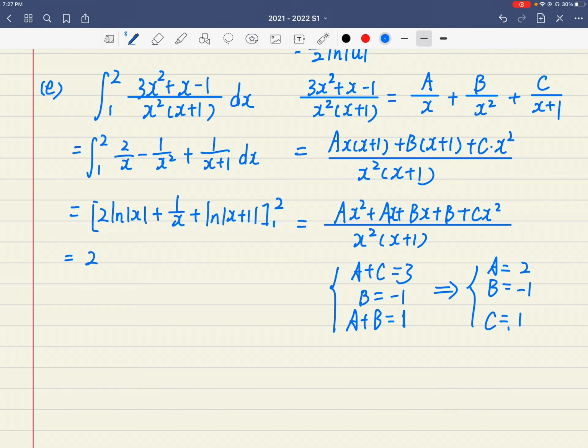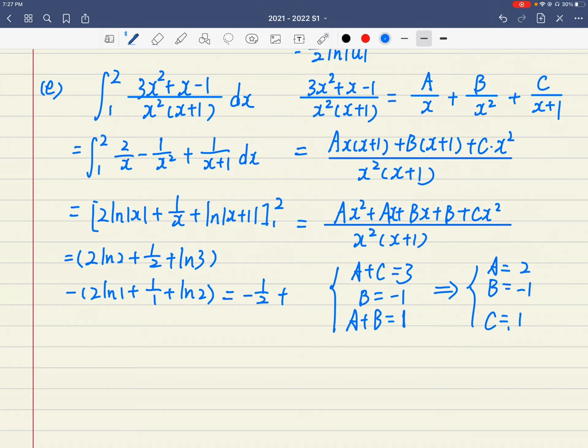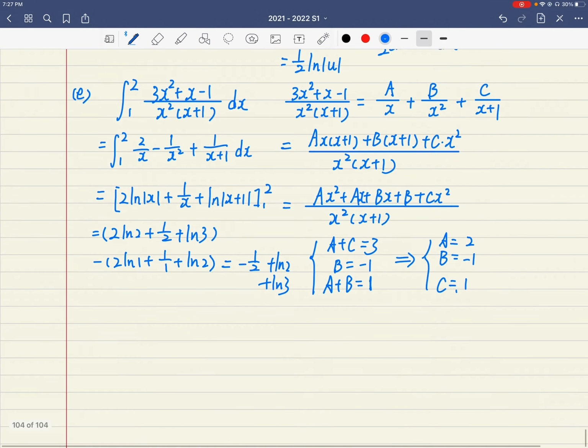Okay, and just sub in, so it's 2 ln 2 plus 1 over 2 plus ln 3, minus 2 ln 1 plus 1 over 1 plus ln 2. Then you just do it. It's -½ plus ln 2 plus ln 3. Okay, so this is part E.